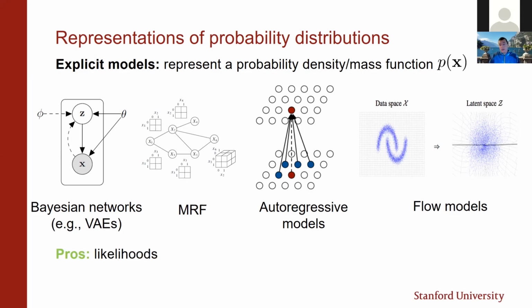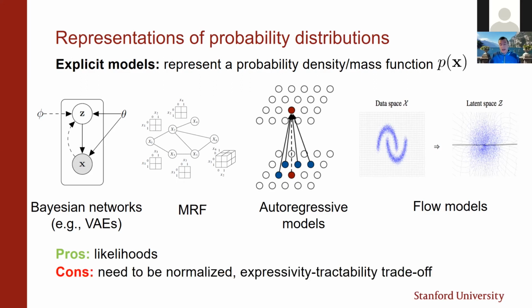The key advantage is that because you're representing directly the likelihood or the probability density function, you can easily get access to the probability that the model assigns to any particular input, which means you can train it by maximum likelihood. The challenge is that the probability density function is not negative, which is easy to enforce, but it also has to be normalized, has to integrate to 1.